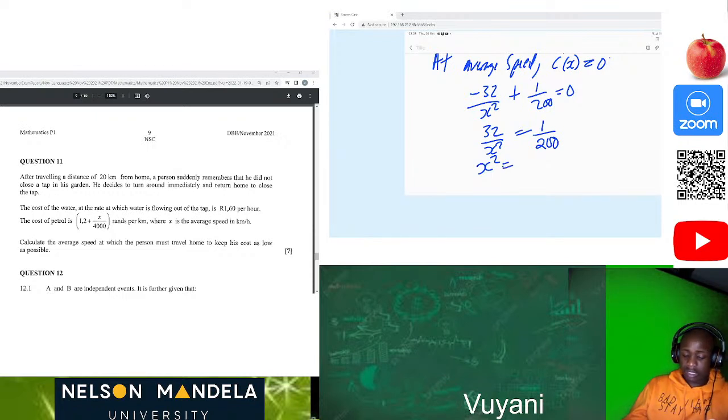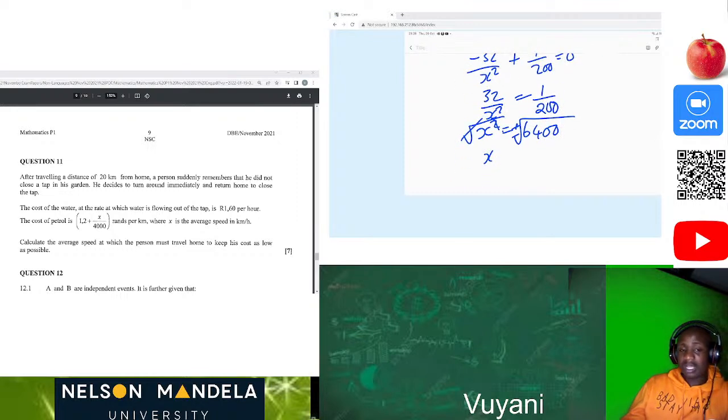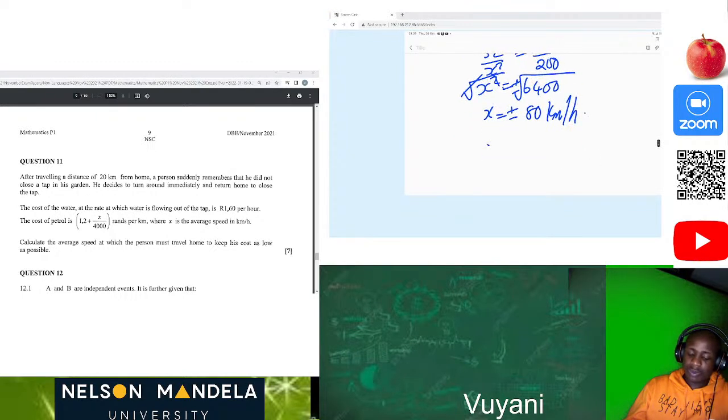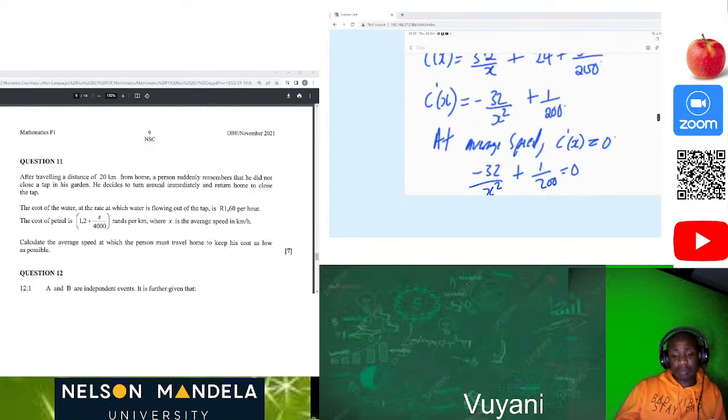Then for that we take the square root of both sides, and it can either be positive or negative, but since we are talking about the speed, it can never be negative. Using our calculator, we get 80 kilometers per hour. So our answer will be 80 kilometers per hour. Then you get your 7 marks for being able to realize that part.